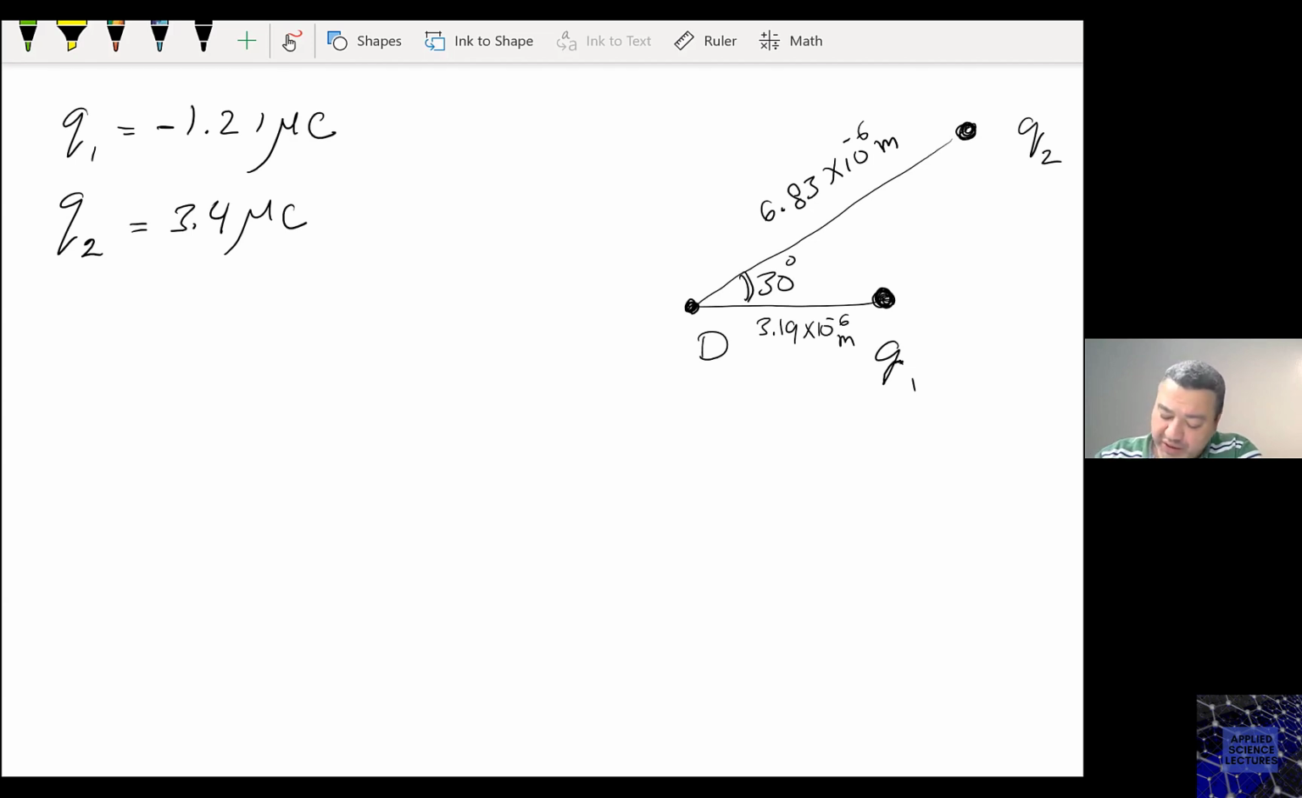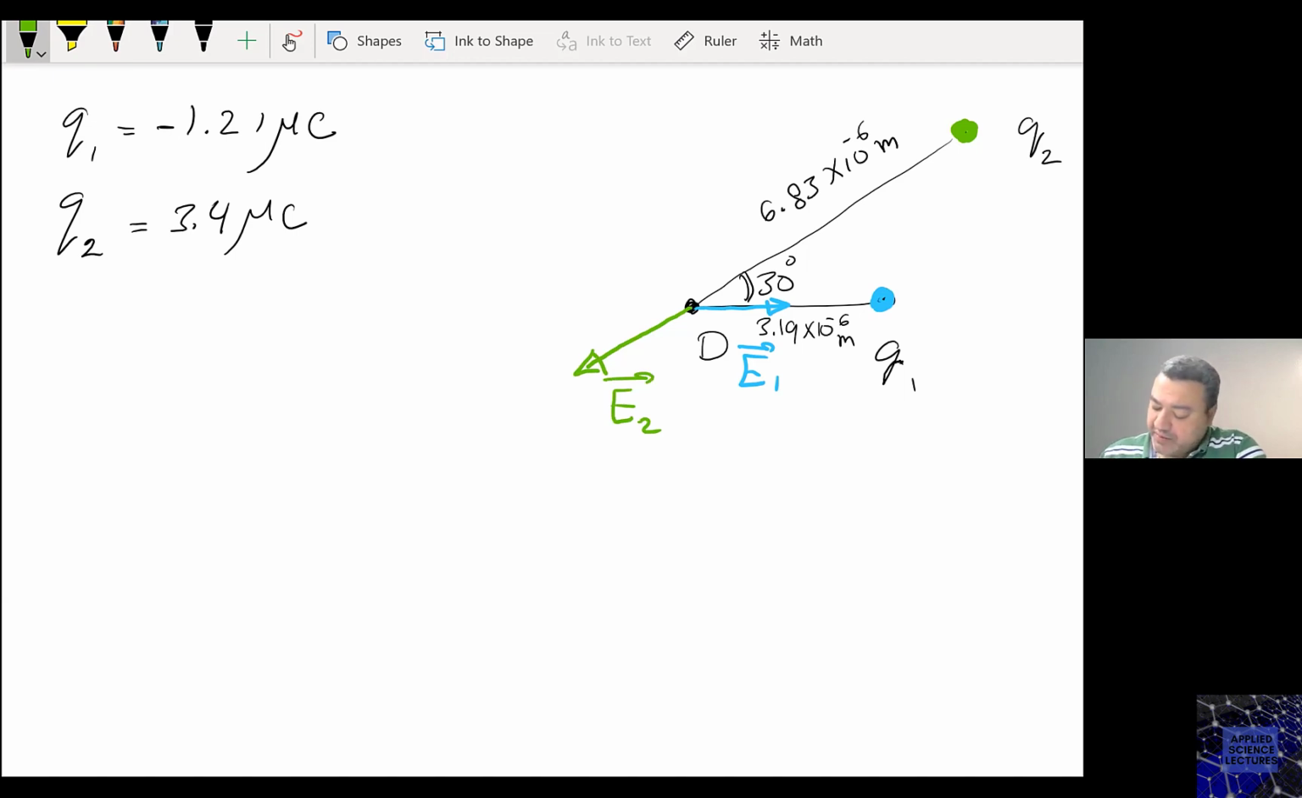So let's start first with the electric field due to Q1. We know Q1 is a negative charge. What does that mean? This means that the electric field at this point will be pointing toward that negative charge. So this is E1. However, Q2 is a positive charge, and the electric field due to Q2 right at this point will be pointing away. So this is the electric field due to Q2.